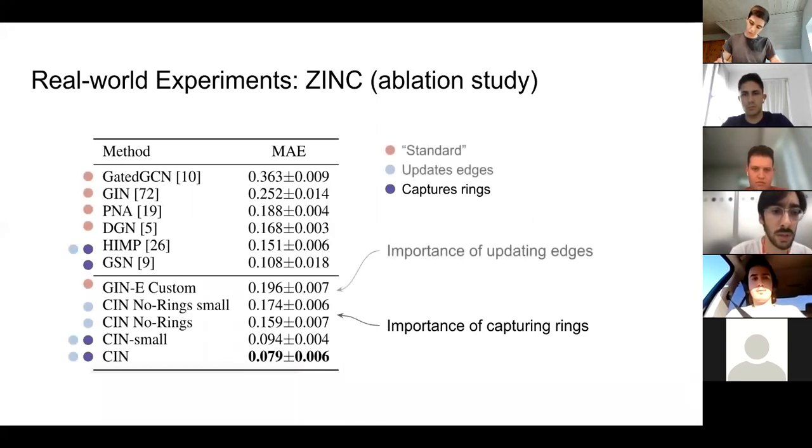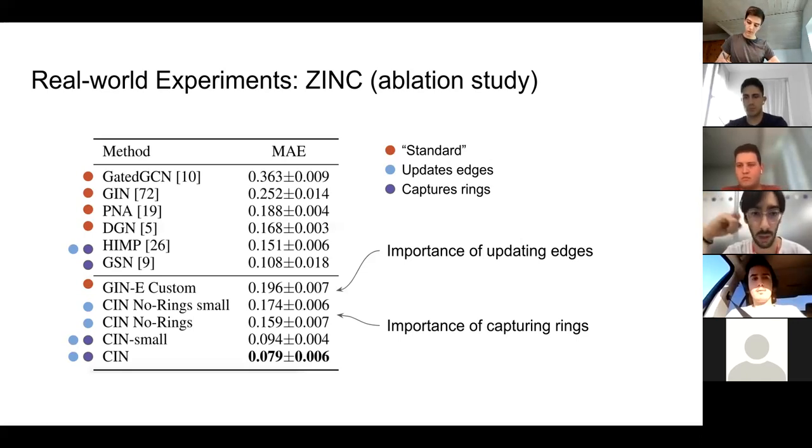But at the same time, we noticed that the performance was not bad in general, and we actually got performance which was better than other standard GNNs. The way we explain this is that even if we don't model rings explicitly, we still model edges. What I was basically saying before is that edges are first-class citizens: their representation is updated throughout the network, and at the end they contribute to the readout phase.